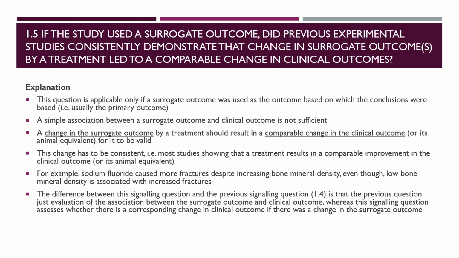Okay, to summarize, the difference between this signaling question and the previous signaling question, that's 1.4, is that the previous question just evaluated the association or the relationship between the surrogate outcome and clinical outcome, whereas this signaling question assesses whether there is a corresponding change in the clinical outcome if there was a change in the surrogate outcome. And that's why I have underlined change here.